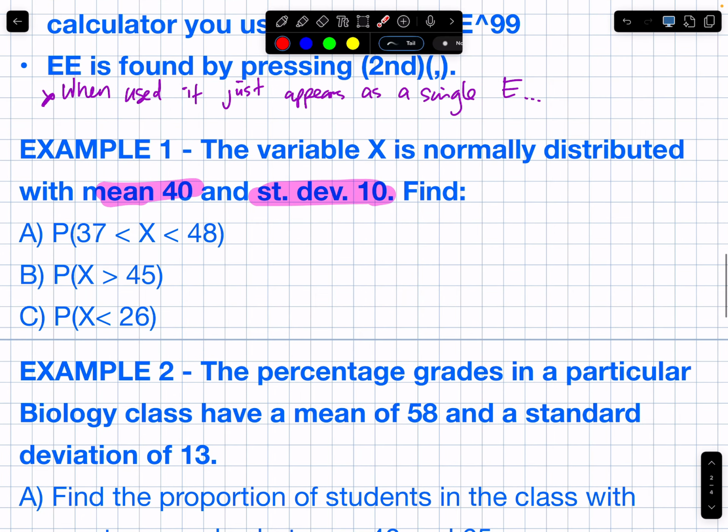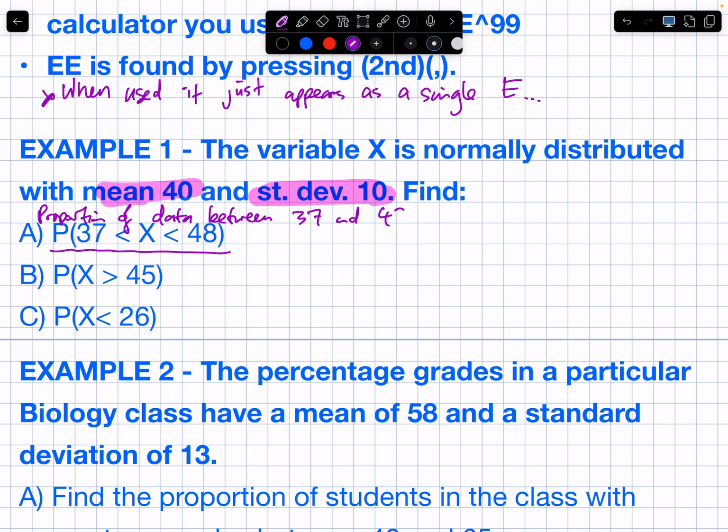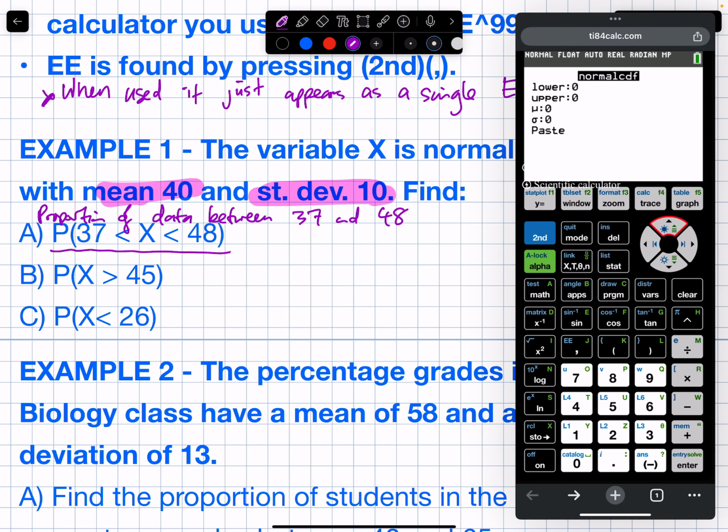So in the book, your questions will look like this: P(37 ≤ X ≤ 48). What the hell does that mean? It goes, what is the proportion of data between 37 and 48? That's what that symbology is asking. So on my calculator, what would I type in for the mu? What is the mean of this data set? 40, enter. What is the standard deviation of that data set?